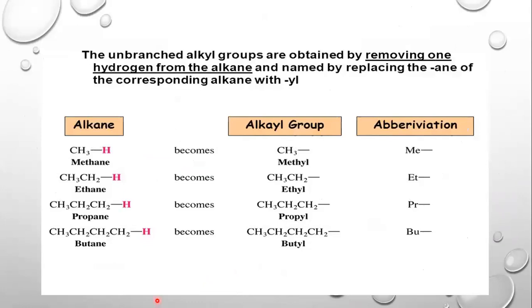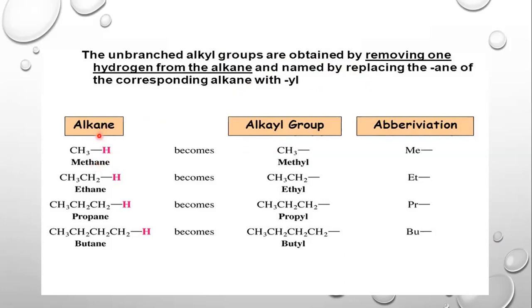The next is, as I have told you, all functional groups are basically derived from alkanes by replacing one of its hydrogen atoms. When one hydrogen atom is replaced from an alkane, then it becomes an alkyl group. That is, the unbranched alkyl group is obtained by removing one hydrogen atom from an alkane, and this is regarded as an alkyl group. For example, methane.